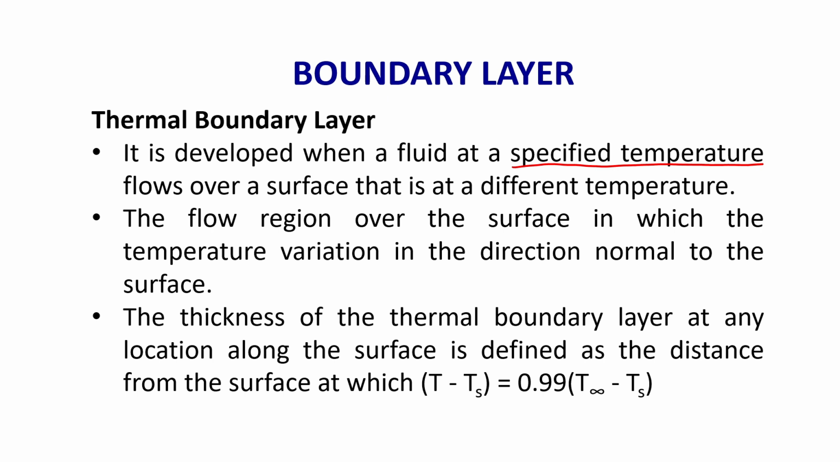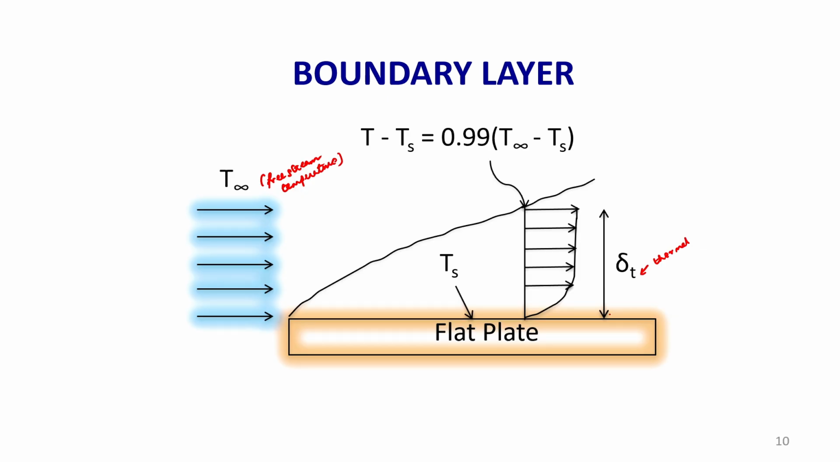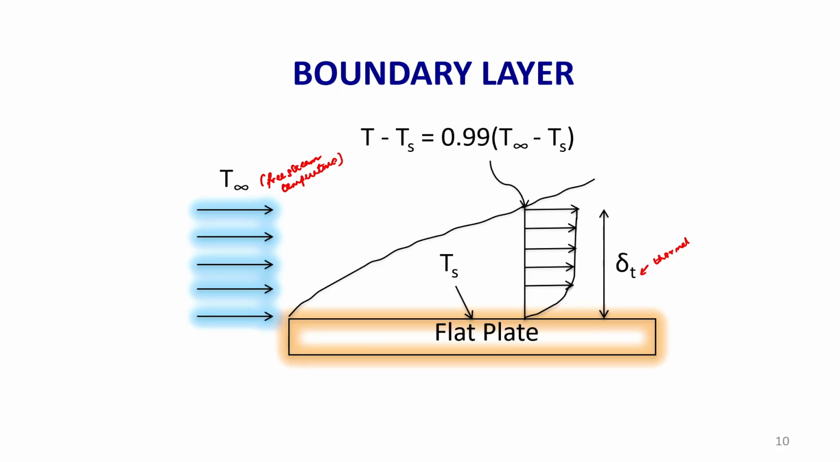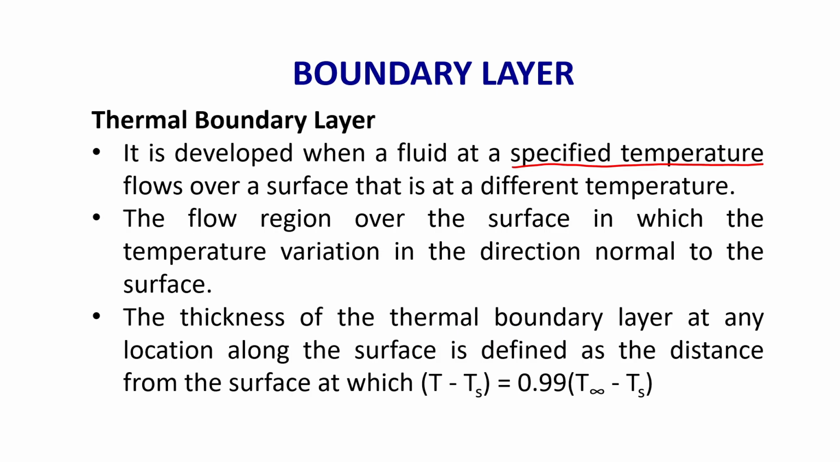Okay, so that is the flow region over the surface. This is the surface temperature, maintained at Ts. The flow region over the surface in which there is a variation in the temperature, that is, in which there is a temperature gradient. In the previous case it is velocity gradient, this one is temperature gradient. So this portion is known as the thermal boundary layer, whose thickness is represented by the symbol delta suffix T. The thickness of the thermal boundary layer at any location along the surface is defined as the distance from the surface at which T minus Ts is equal to 99% of T infinity minus Ts.